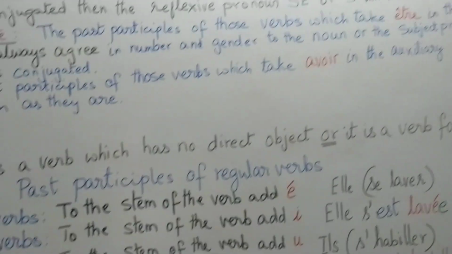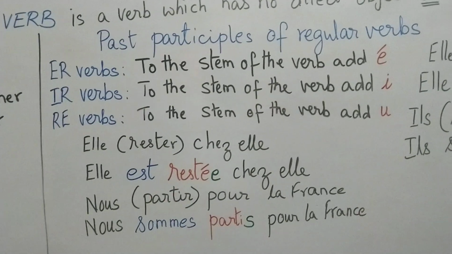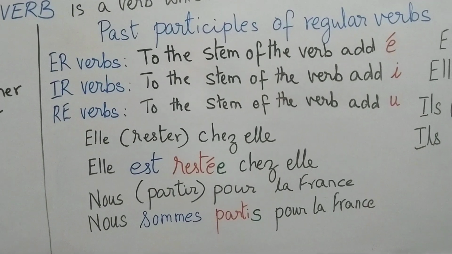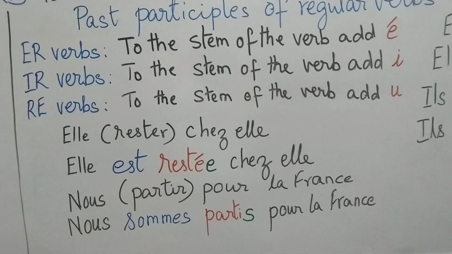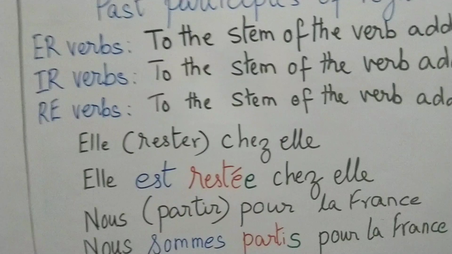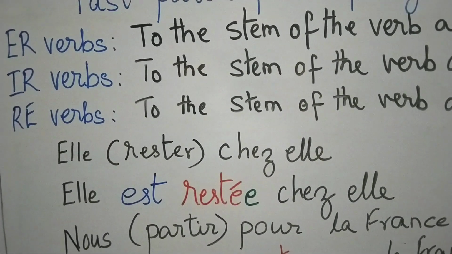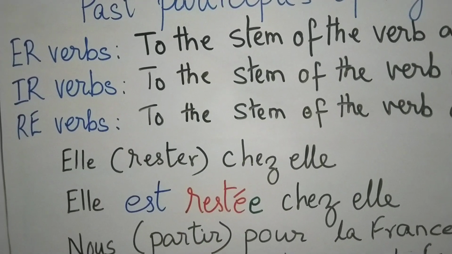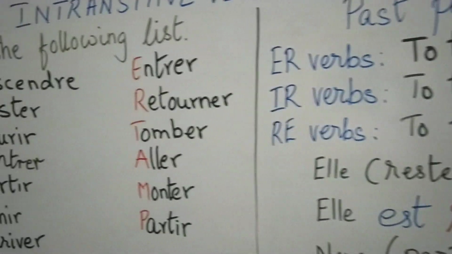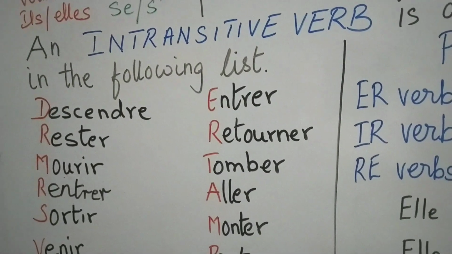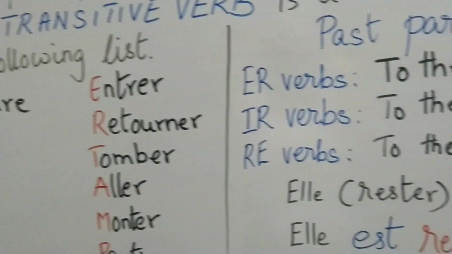Now let us see a few examples. The first example, elle restait chez elle. She to stay at her house. The given verb is the verb rester. Now rester is an ER verb and therefore the past participle would end in E acute. But rester is also an intransitive verb. Therefore, rester would take être in the auxiliary.